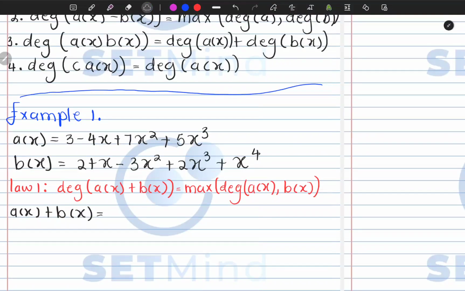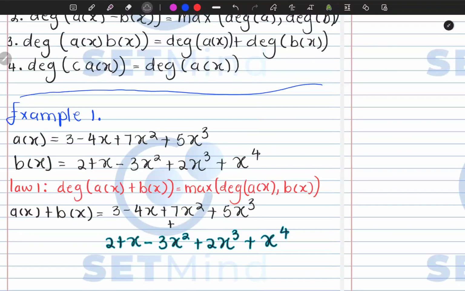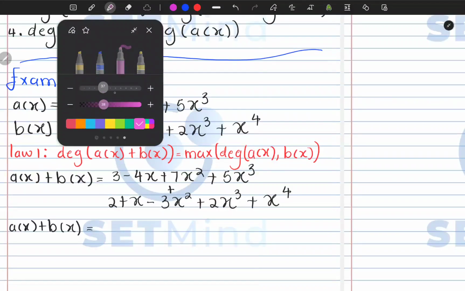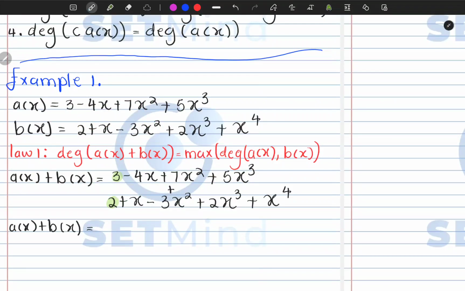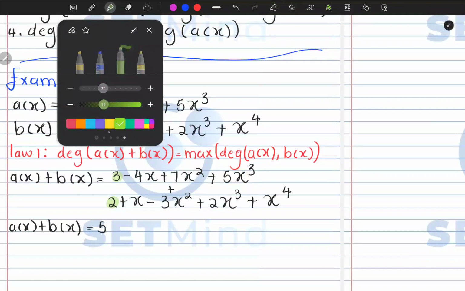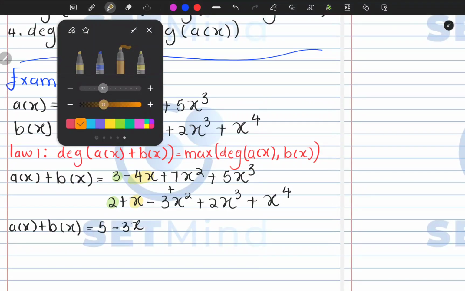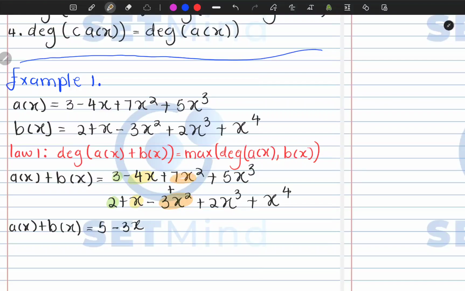I'm going to copy a of x as it is, put it there, and then we are going to add it with our b of x. I'm going to copy that as it is also and put it up here. So we can now find the summation of these two functions. I'll just quickly add like terms. We have the constant terms here, which are a 2 and a 3. That will give us a 5. We have like terms, an x and a minus 4x. That will give us a minus 3x. We have another one, which is minus 3x squared and a 7x squared.